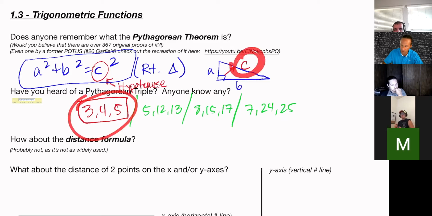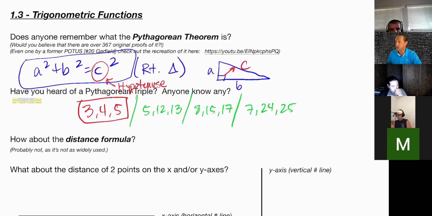Just be careful. You got to make sure that the biggest one is always the hypotenuse, the C. All right, they'll try to trick you sometimes and give you a 3 here and a 4 there. And people are going to say that the smallest side is 5. Got to be careful.